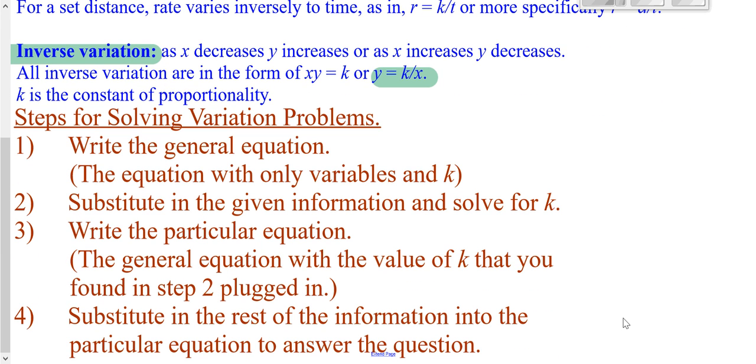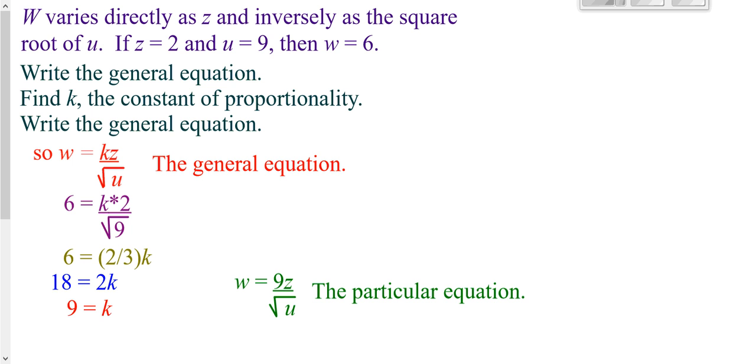So in general, in solving variation problems, you want to write your general equation with the value of k and the variables they give you. Typically, you want to then plug in the information they give you so that you can find the value of k. You're going to then solve that or write your particular equation after you find the value of k. You're going to plug the value of k into your general equation. Then you're going to go ahead and answer the question that's being asked. Sometimes they want you to do something with it. Sometimes they just are looking for the particular equation.